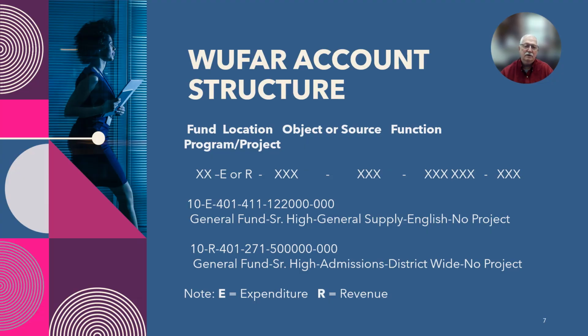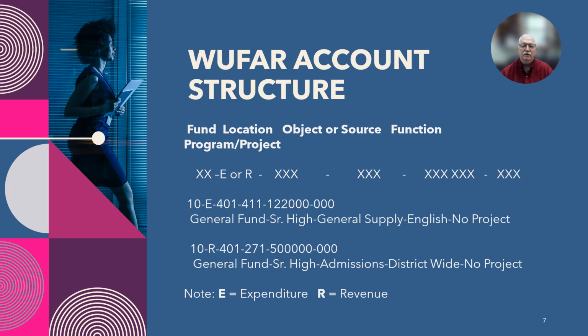Six elements comprise the WUFAR account structure. The first element is a 2-digit fund number. The second element tags the account as an expenditure with an E, or revenue with an R, or asset using an A, liability with L, or equity with Q.